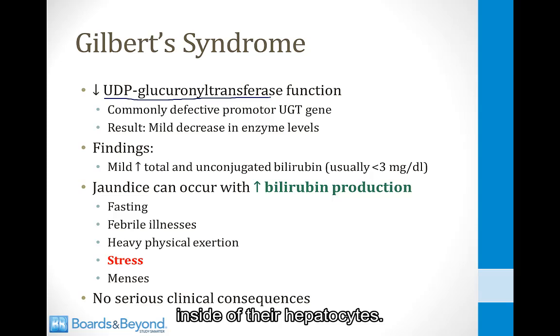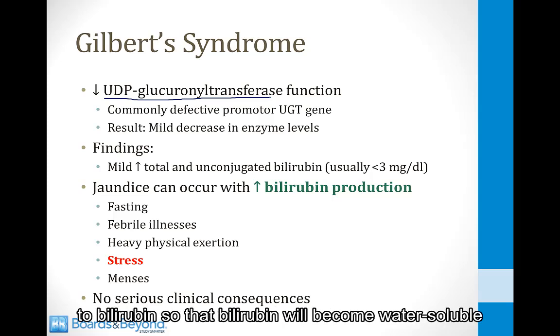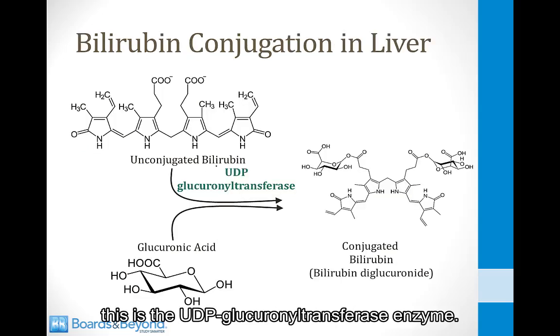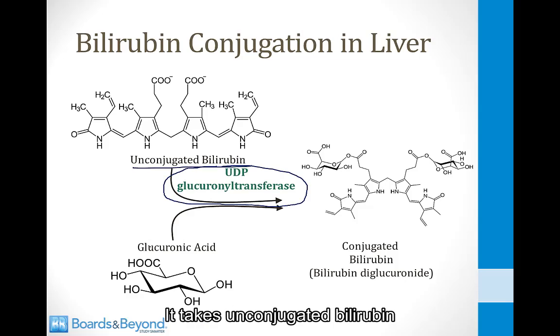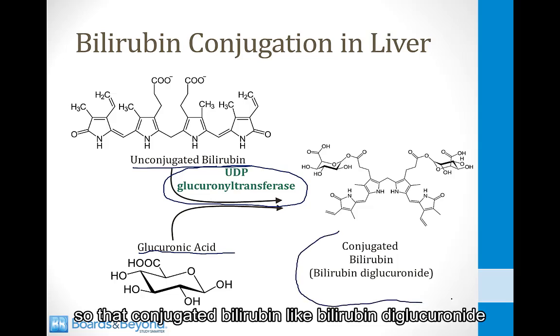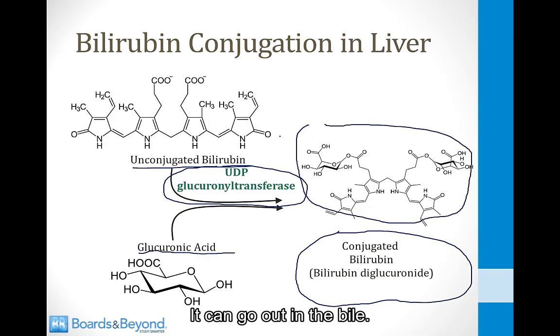of their hepatocytes. Recall that this enzyme conjugates glucuronic acid to bilirubin so that bilirubin will become water-soluble and can be excreted in the bile. If we go back a few slides, this is the UDP glucuronosyltransferase enzyme. It takes unconjugated bilirubin and adds molecules of glucuronic acid so that conjugated bilirubin, like bilirubin diglucuronide, will be synthesized, and this structure is much more water-soluble and can go out in the bile.